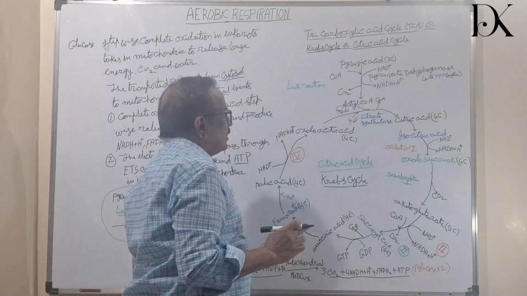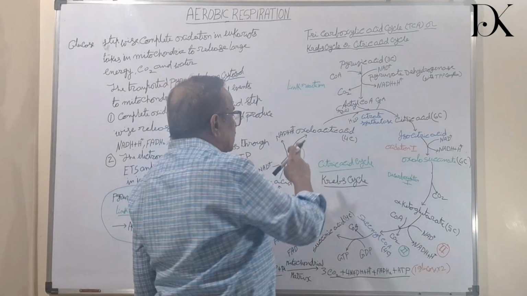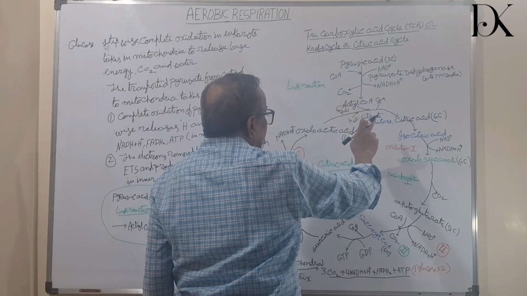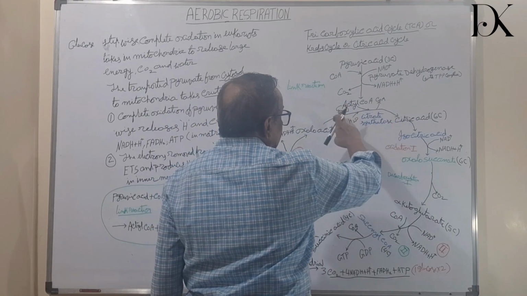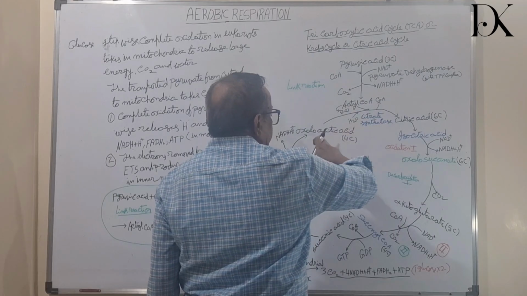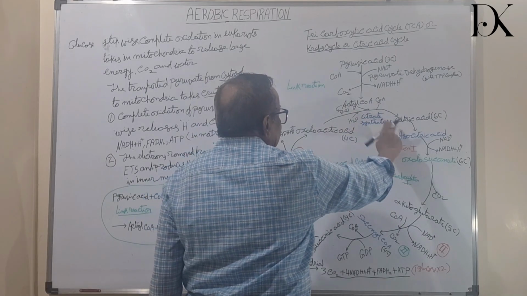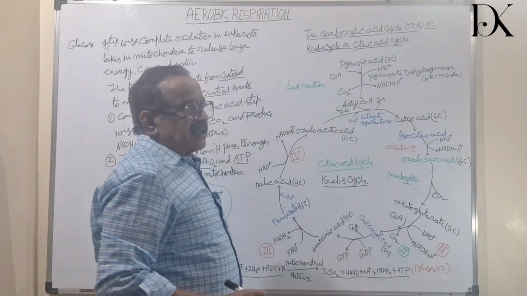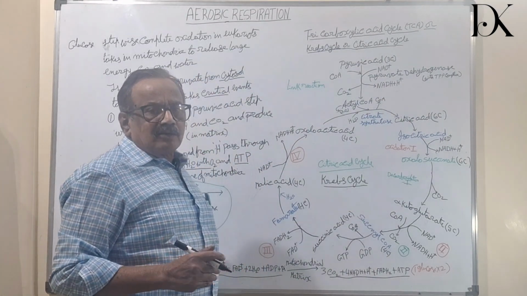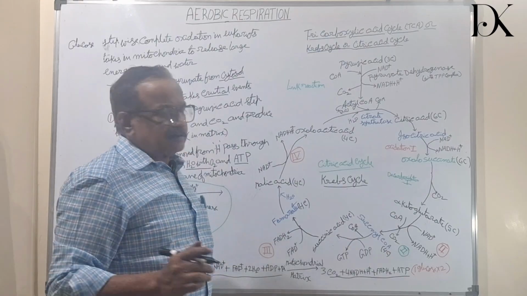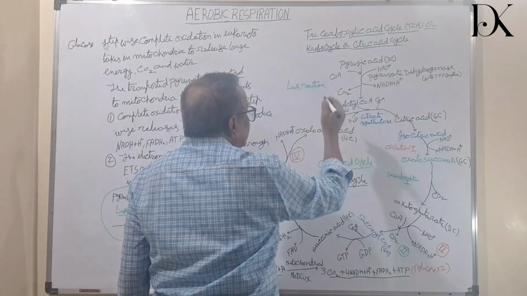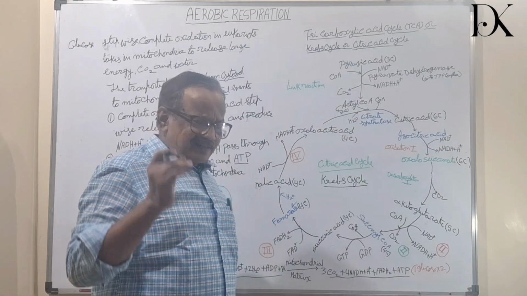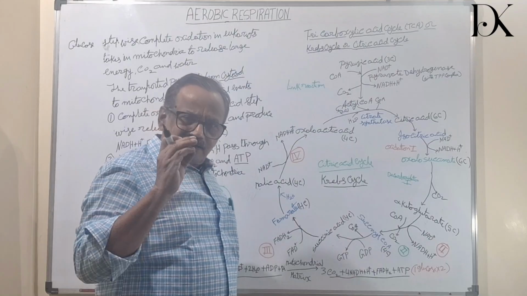Citrate synthetase converts oxaloacetic acid by condensing it with the acetyl group from acetyl coenzyme A, and forms citric acid. Coenzyme A will be released. So acetyl coenzyme A, as I told, the coenzyme A will be released. Only the acetyl group will be condensed, not the total acetyl coenzyme A. Remember this, whatever I am telling, all are neat points.